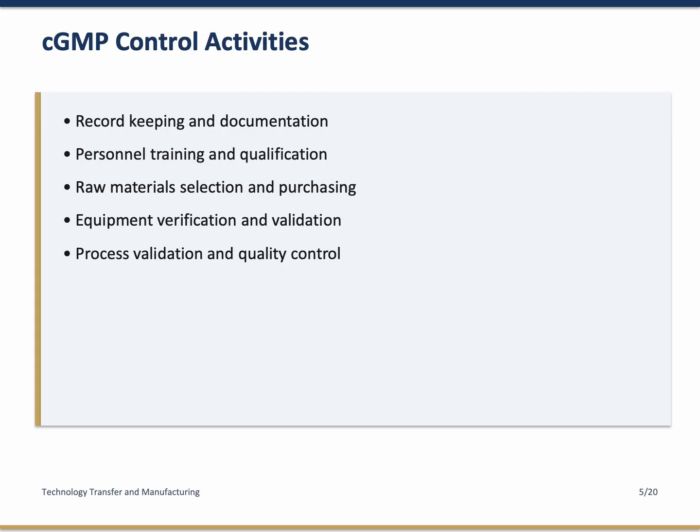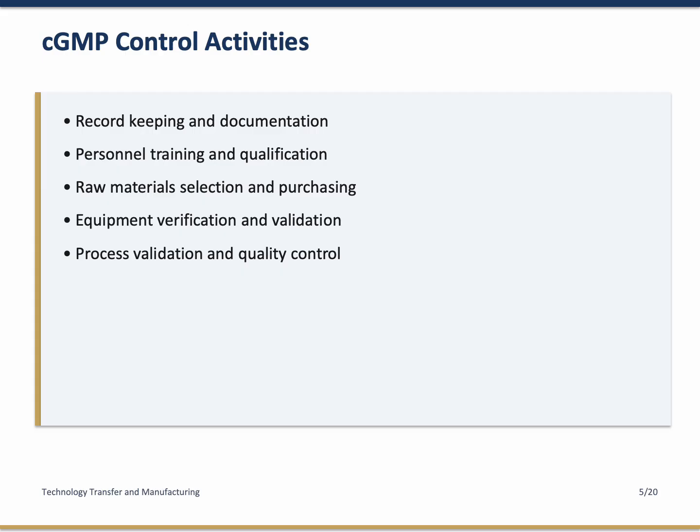CGMP controls cover numerous activities essential for consistent quality. Record keeping and documentation provide the foundation for demonstrating compliance and enabling investigation when issues arise. Training and qualifying of personnel ensures staff can perform their responsibilities correctly. Raw materials selection and purchasing establishes quality from the start of production. Equipment verification confirms systems operate as intended. Process validation demonstrates consistent performance.